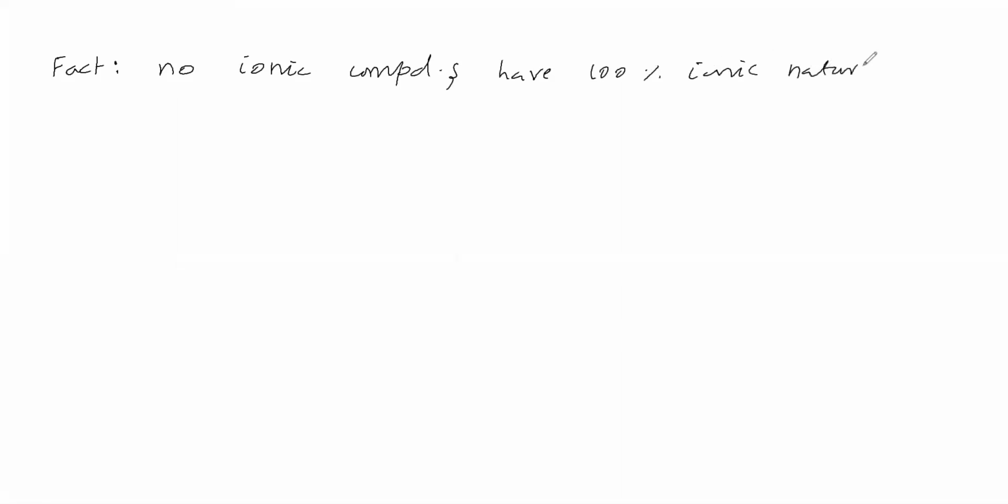Next, what is the actual fact? That we will see now. The actual fact says that no ionic compounds have 100% ionic nature. That means none of the ionic compounds have 100% ionic nature. That means the percentage of ionic nature of ionic compounds is less than 100%. This is the fact. This is the practical.